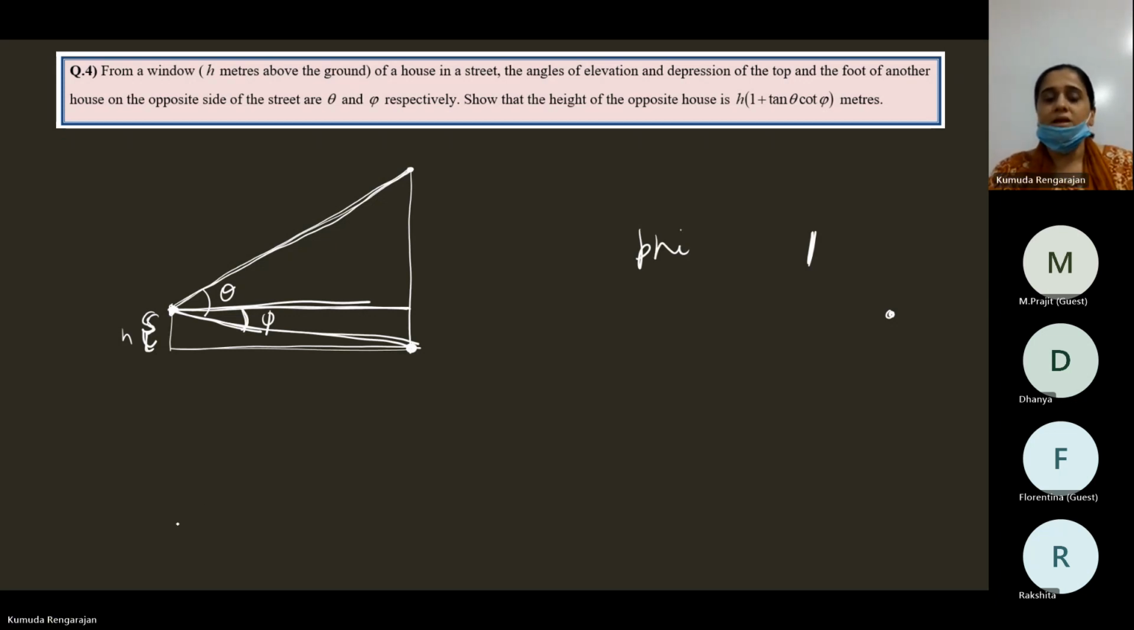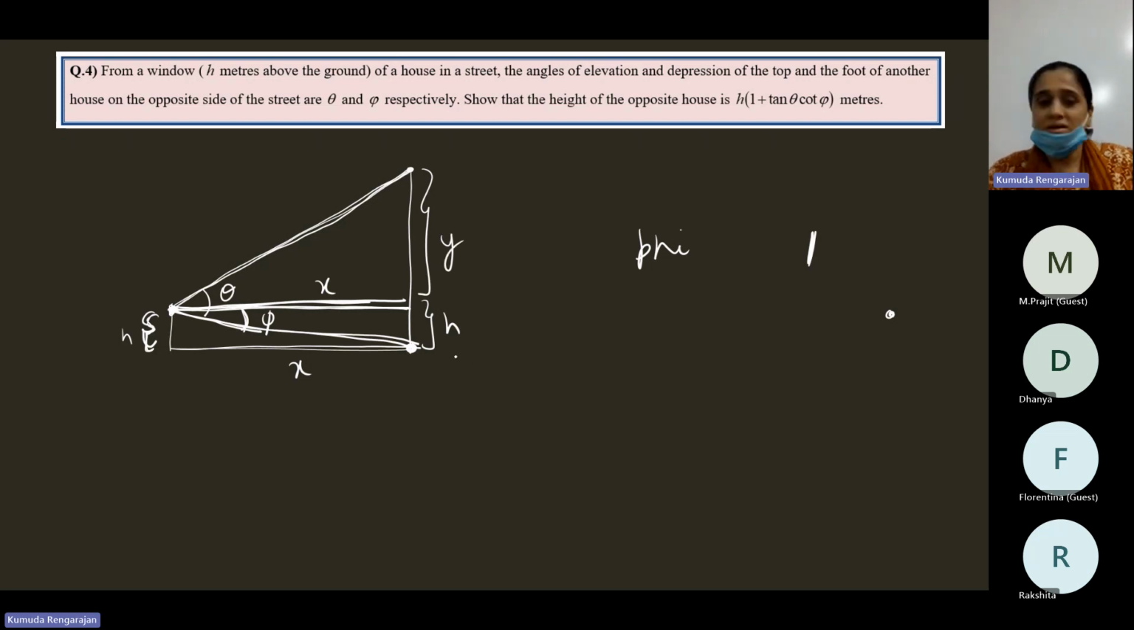This is the figure. Now you need to show that the height of the opposite house is given by h into 1 plus tan theta cot phi meters. All right, the figure is understood. So now you can mark this one as x. Then this also will be x, no? Then if this is h, children, this also will be h, right? Then you mark this alone as something like y or z, whatever.